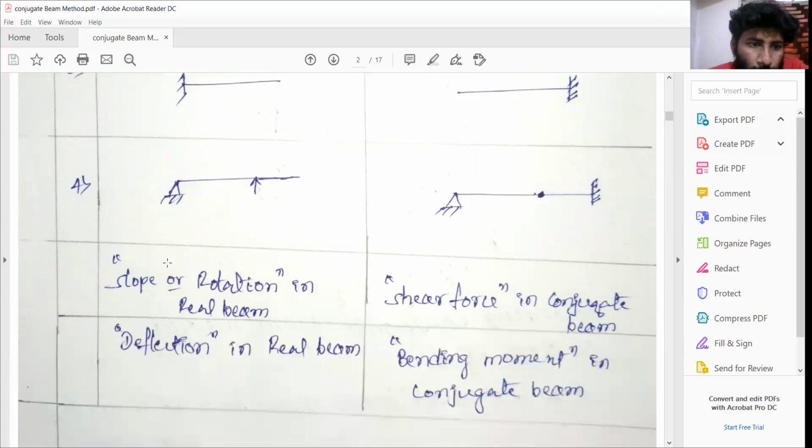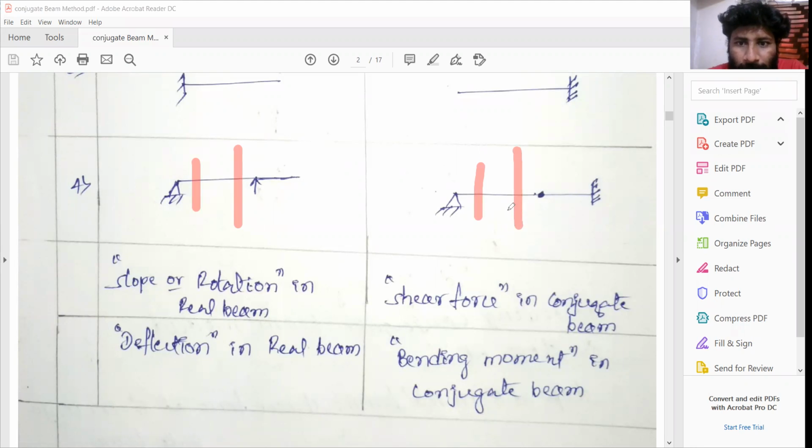Again, you can see the slope or rotation in the real beam. Suppose I want to find the slope or rotation at any section in the real beam. This is the conjugate beam for this real beam, so the shear force at the corresponding sections in the conjugate beam gives the slope. Again, if I want to find the deflection at this section in the real beam, I have to find the bending moment at these sections in the conjugate beam. The bending moment at these sections will give the deflections, and the shear force at these sections will give the slopes.